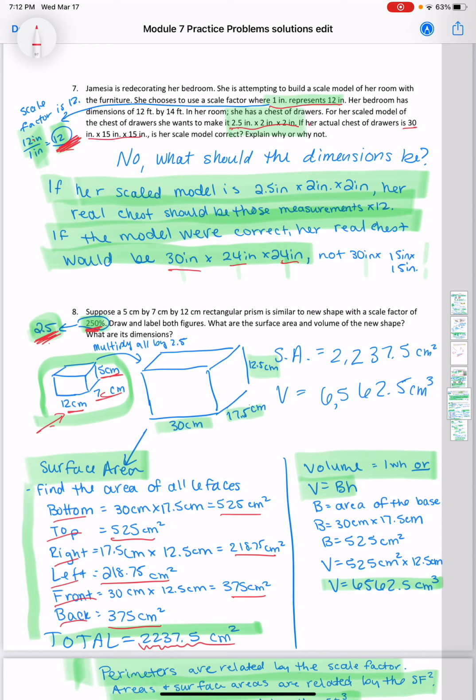For volume, since it's a rectangular prism, you could do length times width times height, or the volume equals the area of the base times height. I chose to work it out this way. Okay. And you see we get 6,562 5/10 cubic centimeters.